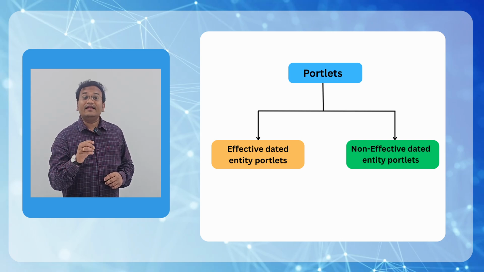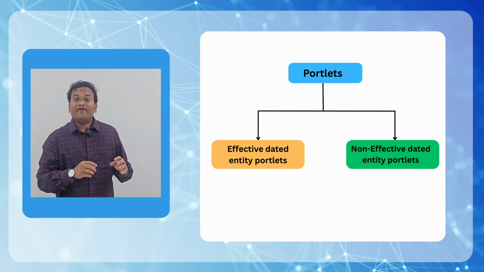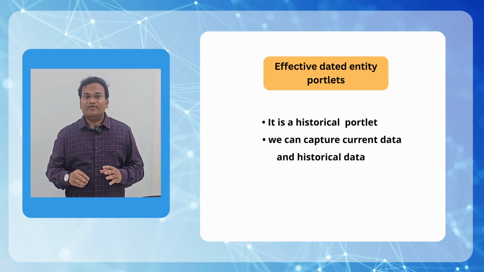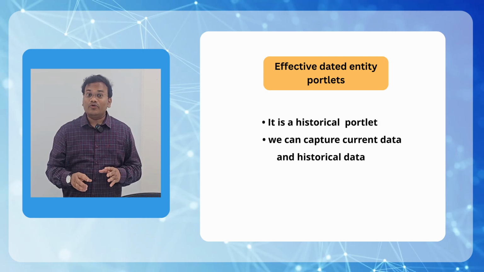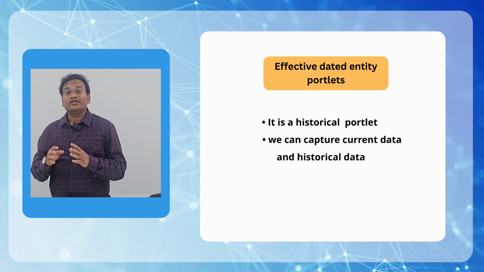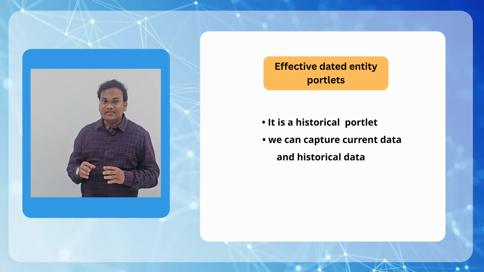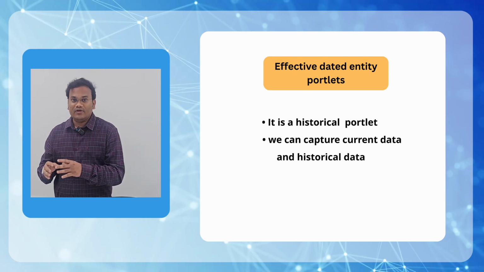One is an effective dated entity portlet and one is a non-effective dated entity portlet. An effective dated entity portlet is a historical portlet where you can capture your current data and also your historical data as well. That's the reason we call them effective dated entity portlets.